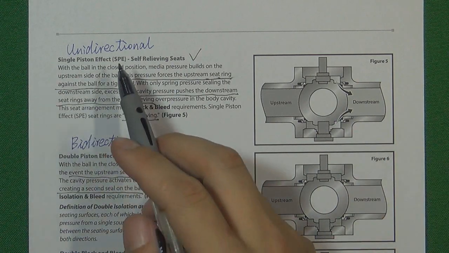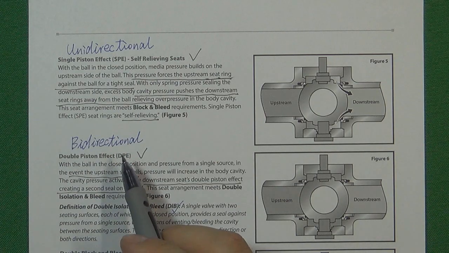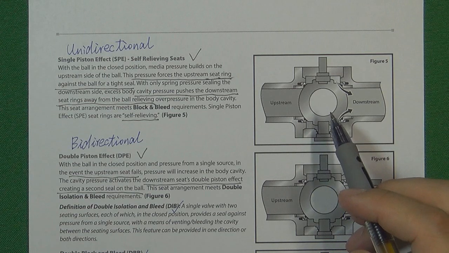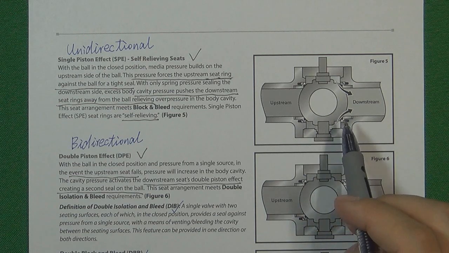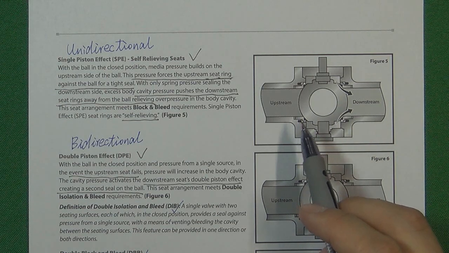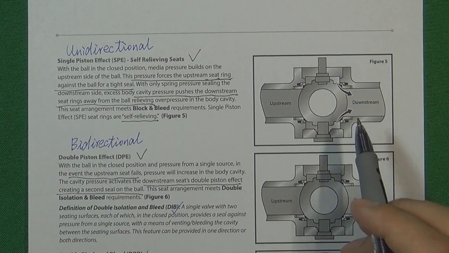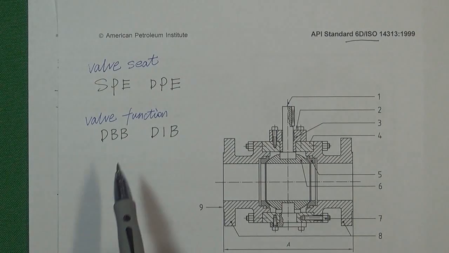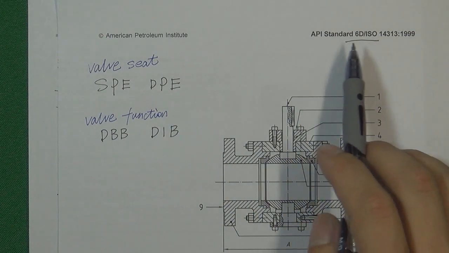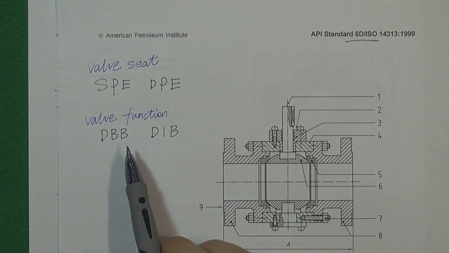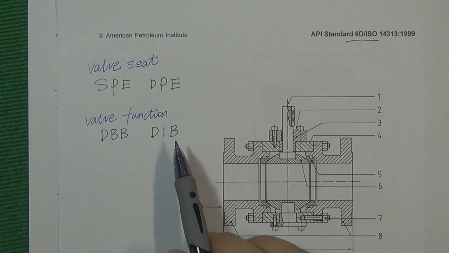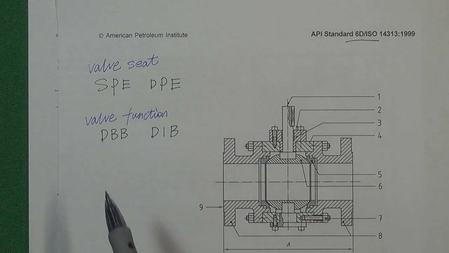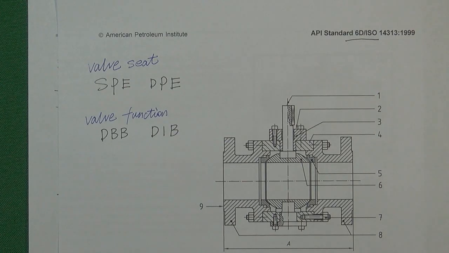These are two kinds of design. One is the SPE valve seat, and the other is called the DPE valve seat. But we didn't talk about what will happen if one valve uses two kinds of valve seat, one DPE and one SPE. That is the reason we have two kinds of valve function in API 6D: one is called DBB, and the other is called DIB. So let's look at the standard API 6D about these two kinds of valve function.